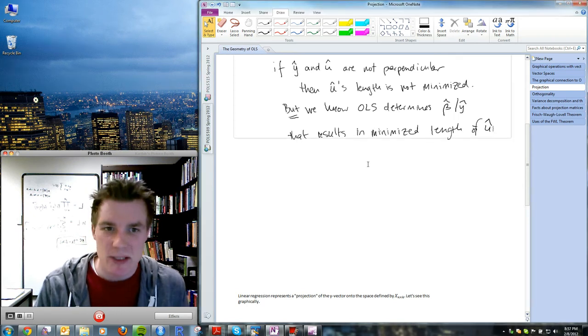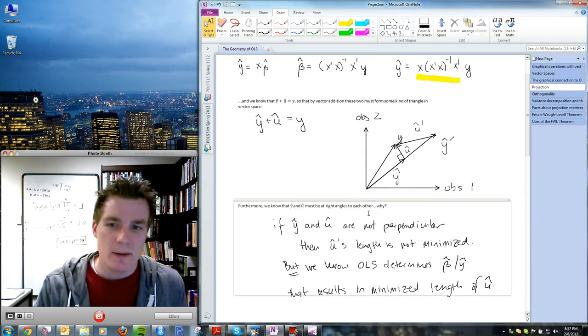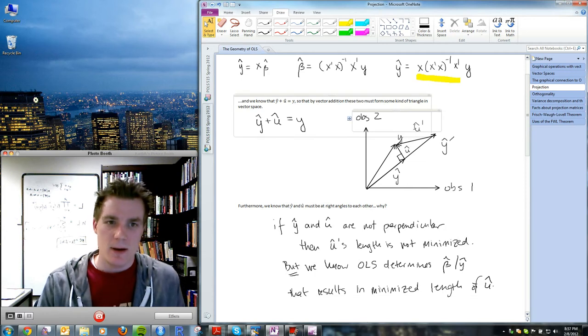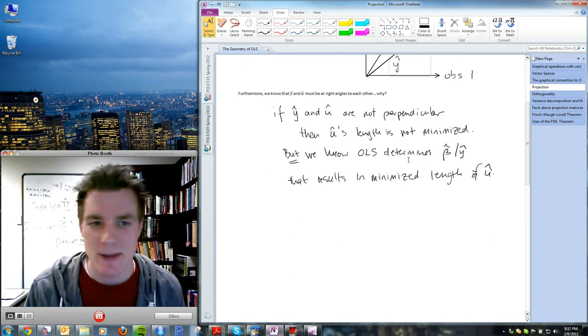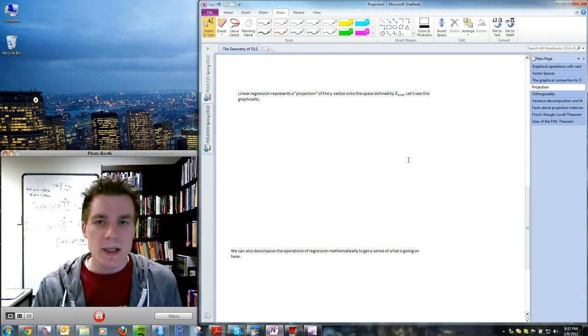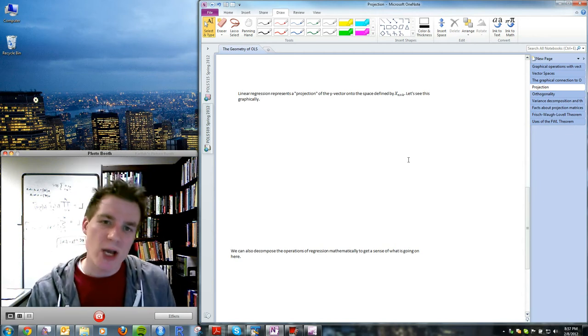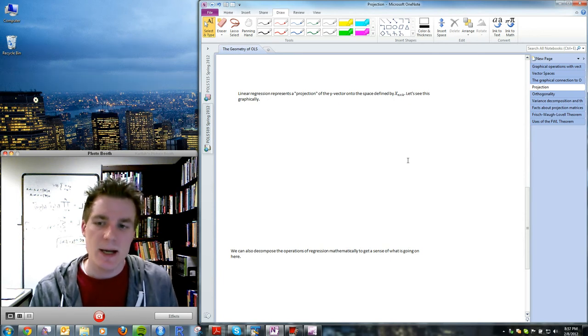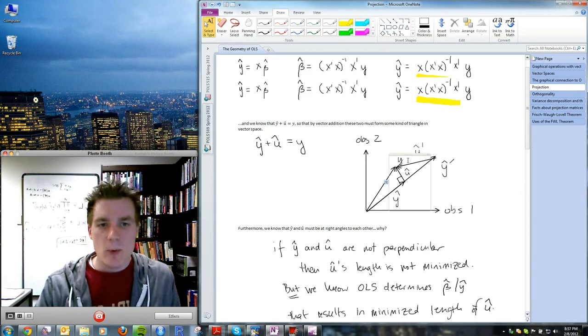Incidentally, I don't want to go into this too much, but the length of, well, no, I'll just skip that. Actually, we'll get back to that later. So linear regression represents a projection of the y vector onto the space defined by x minus k. Well, what do I mean by that?